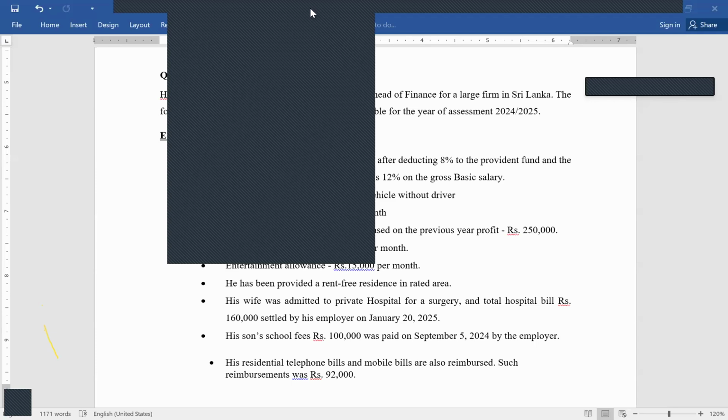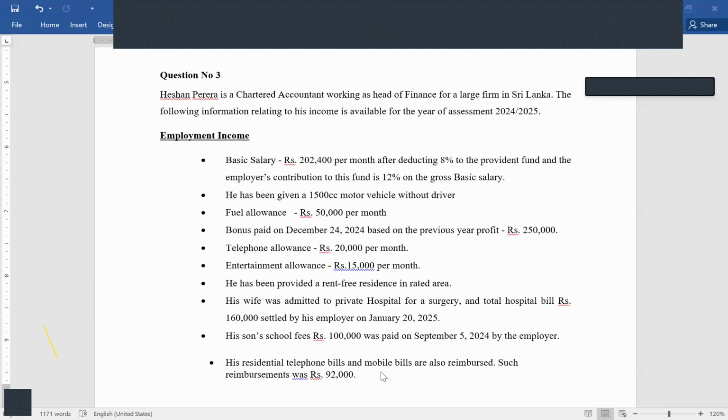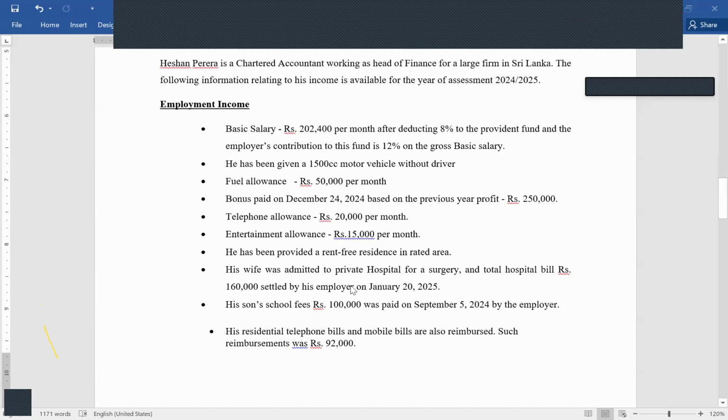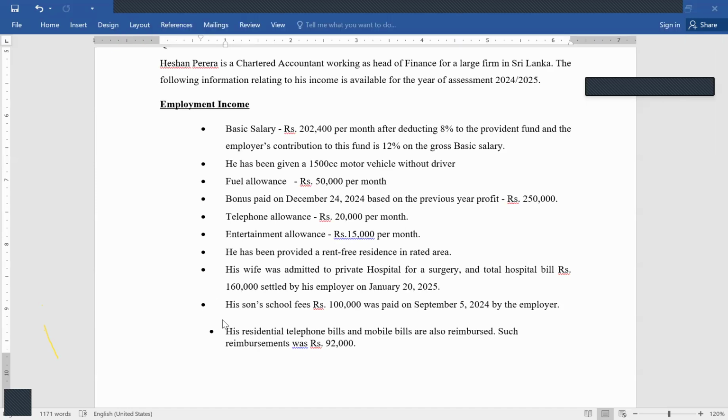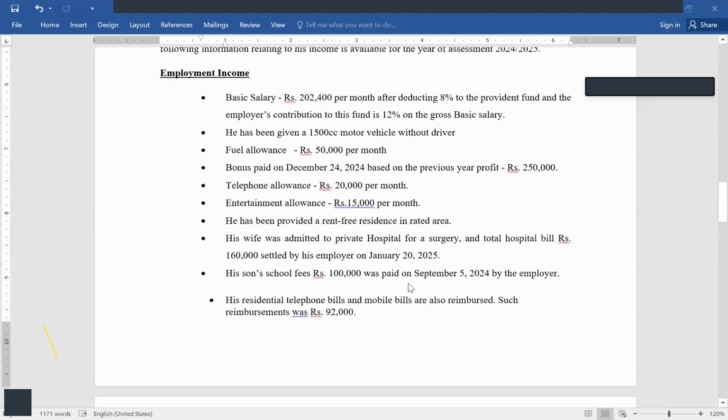If you do not understand, ask again. Yes, that is 330. Then his wife was admitted to a private hospital for a surgery and the total hospital bill is 160, settled by his employer on January 20th, 2025. So you know 160 should be considered as a benefit.